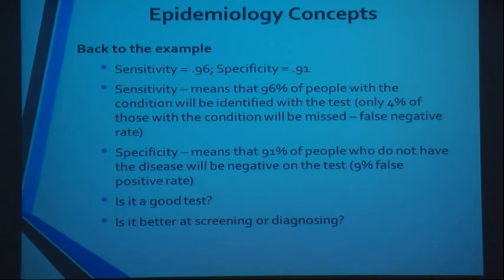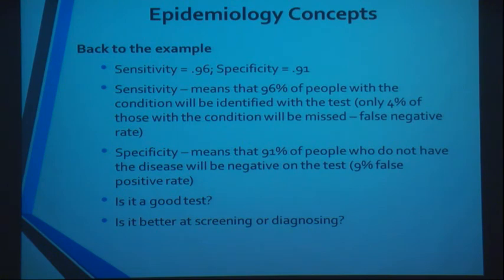So back to the example, sensitivity 0.96, specificity 0.91. Sensitivity means that 96% of the people with the condition will be identified with the test. So they were picking up 96% of those with recent strep infections with their rapid strep test. Conversely, they're only missing 4%. They only have a 4% false negative rate. Then the specificity means that 91% of people who do not have the disease will be negative on the test. So we have a 9% false positive rate.